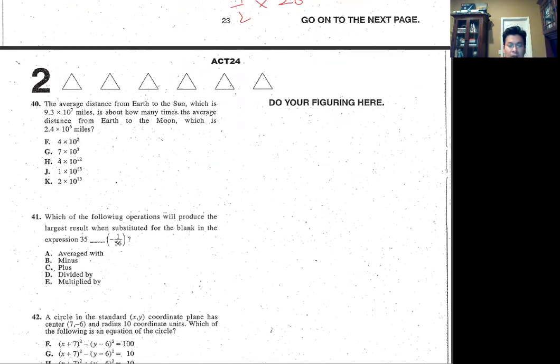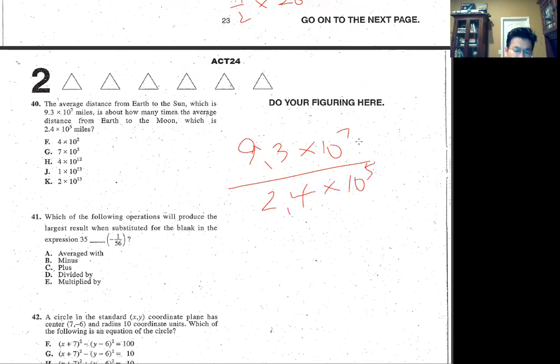Let's see. Question number 40. And then how many times the average distance from Earth to Moon, which is this one. So basically 9.3 times 10 to the 7th divided by 2.4 times 10 to the 5th. First of all, the 10 to the 5th goes away. You have 2 left now. And then 9, simply put, it's going to be this F, because 9 divided by 2.4 is almost 4.